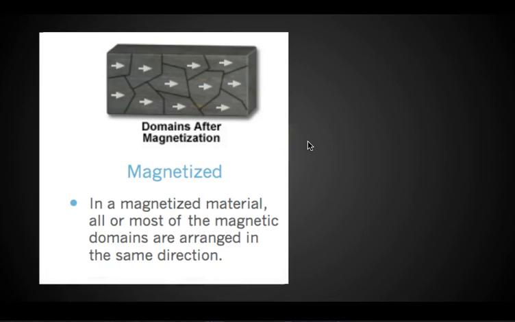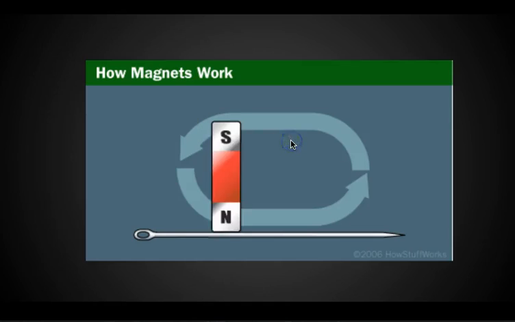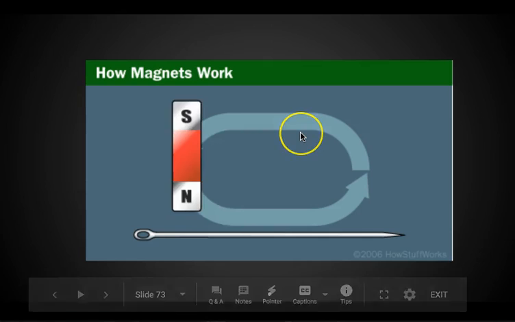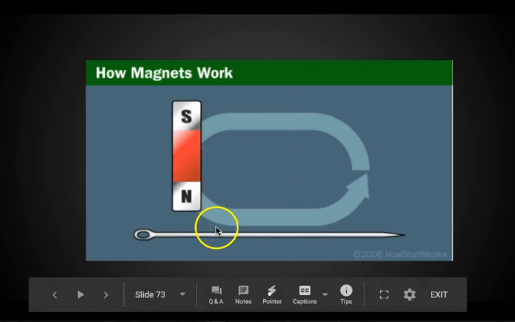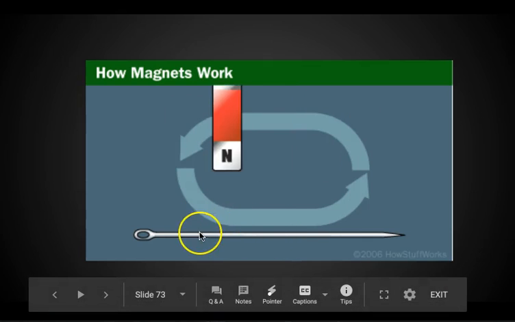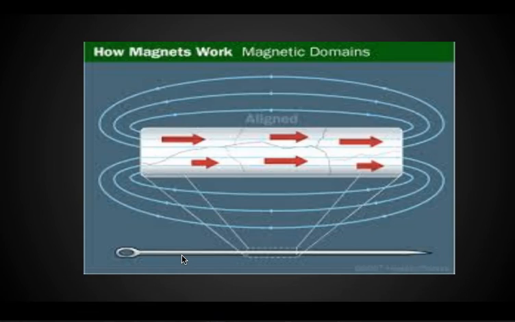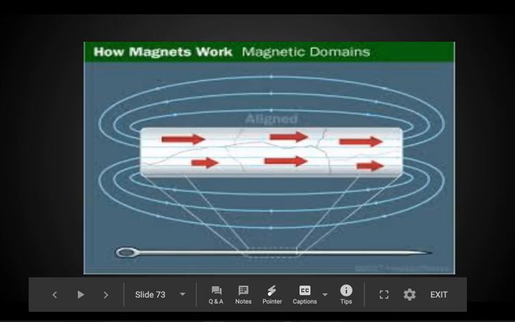You can actually create a temporary magnet if you use a magnet on something, let's say like this steel needle. If you go over it in the same direction, you start to move around the domains, and the magnetic fields start to go in the same direction, and then the steel needle can become temporarily magnetized. Things like heat or shock can cause the magnet to lose power or become demagnetized completely.